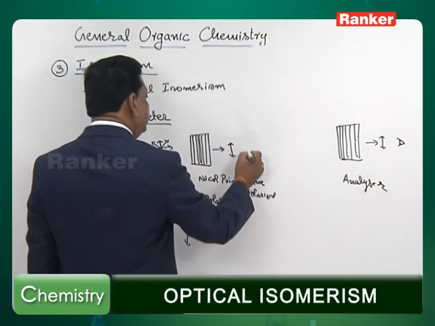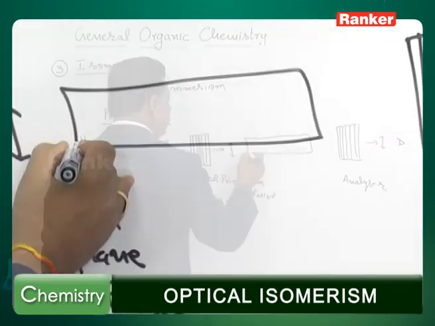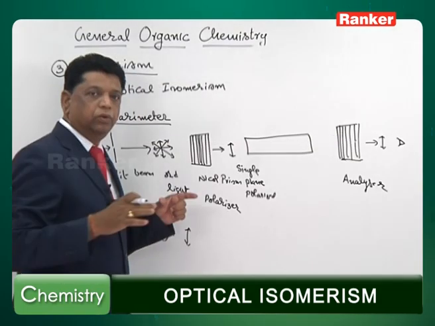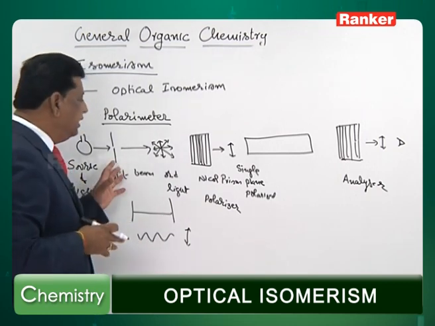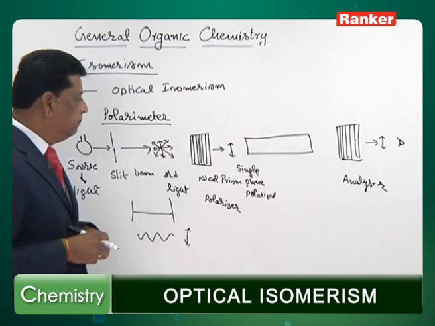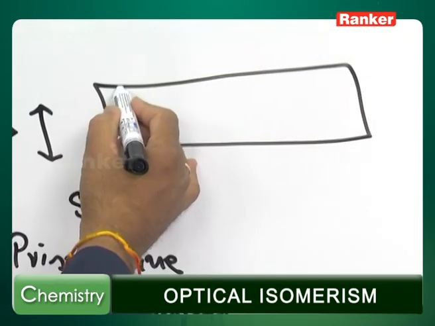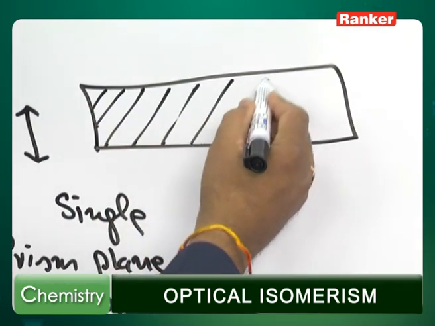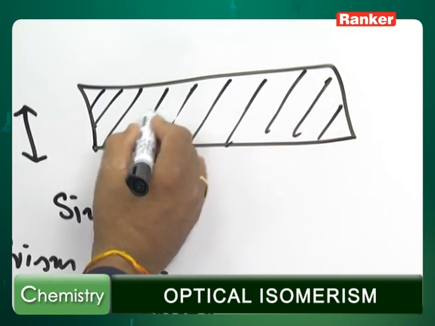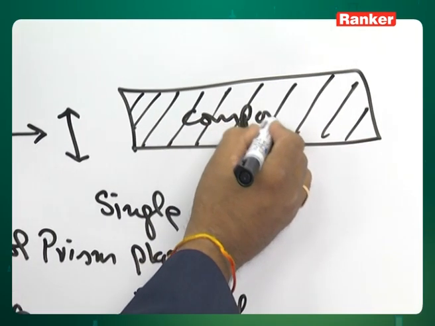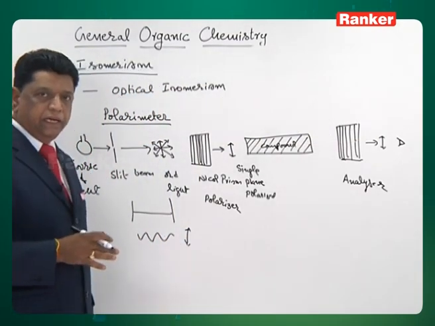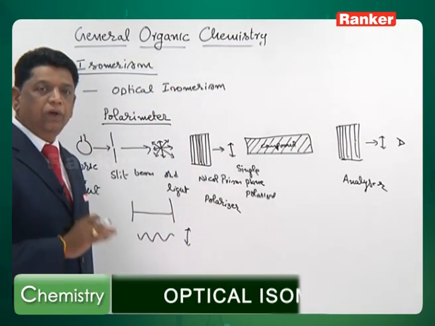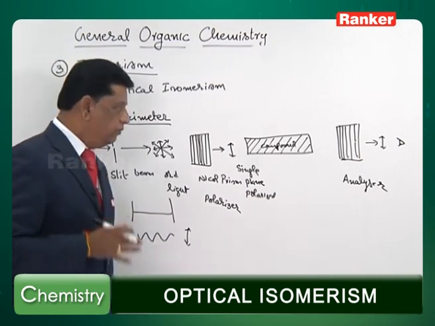And in between these two prisms, we are taking one tube which is made up of a material which is not having any action on this light, and in which we are going to dissolve our compound. This is our compound we are taking. Solid compounds and gases are not allowed. Solids and gases not allowed.